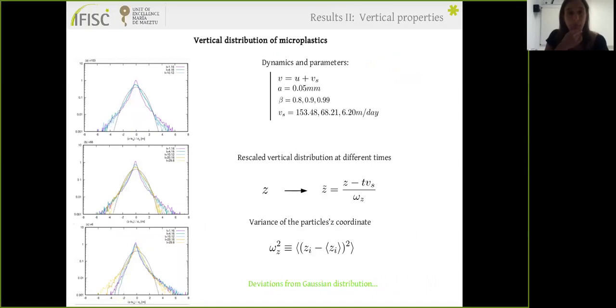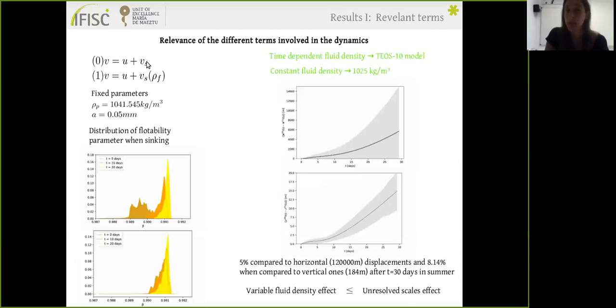Okay, now as a conclusion here, we can say that because we are interested in the general patterns, the only main terms in the equation of motion are the external flow and the sinking velocity that we add to the particle, which is determined by the density and size of the particle. So from now, we just release particles with fixed fluid density, because we have seen that these are the relevant terms with the simplest equation. We take this into account to look at the vertical distributions and the dispersion properties.